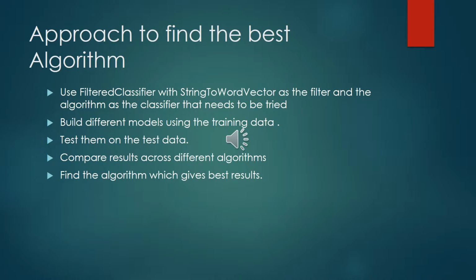Here is the approach that we use to find the best algorithm. We use filtered classifier with string to word vector as the filter, and we test different algorithms as the classifiers. We build those classifiers on the training data and we test them on the test data. Then we get the results, and after comparing the results we find the algorithm which gives the best results.